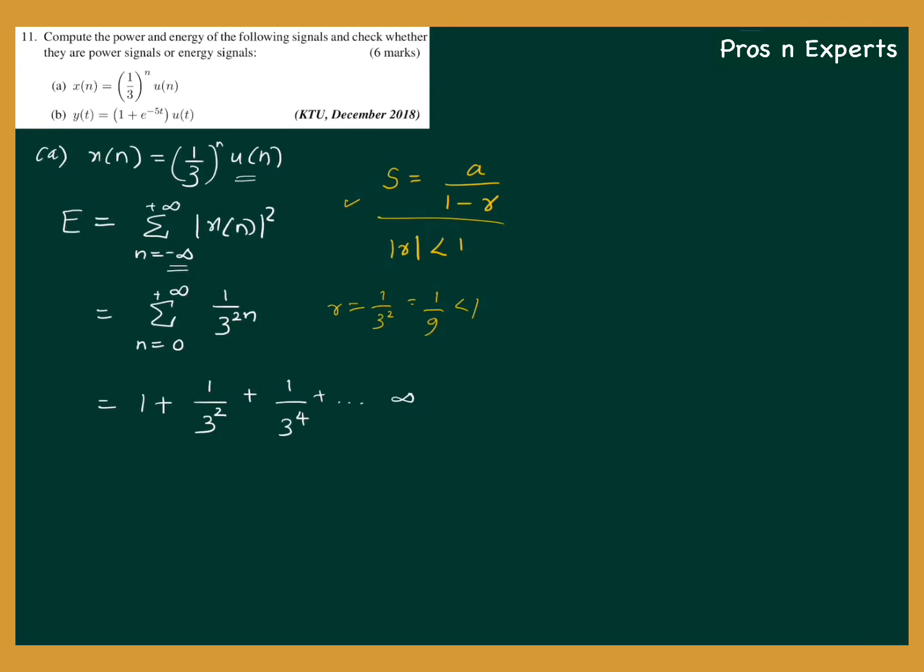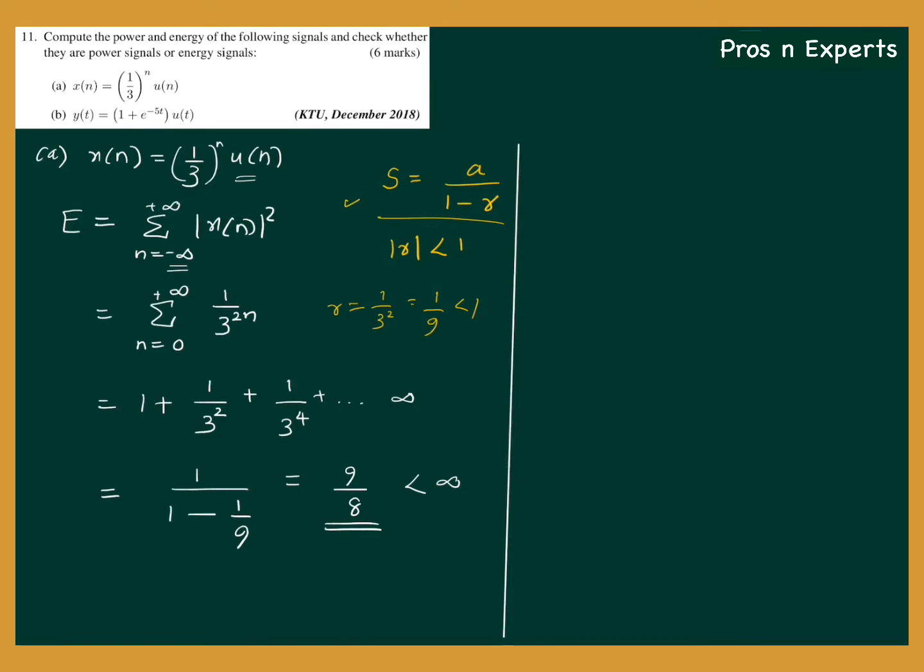Okay, so applying that equation, you will get the sum as the first term, a is the first term, so 1, by 1 minus r, which is 1 by 9. So the answer will be 9 by 8. So 9 by 8 is the energy of the signal, which is a finite value. Okay, so that is the energy of the signal. Now, similarly, you can find the power of this signal.